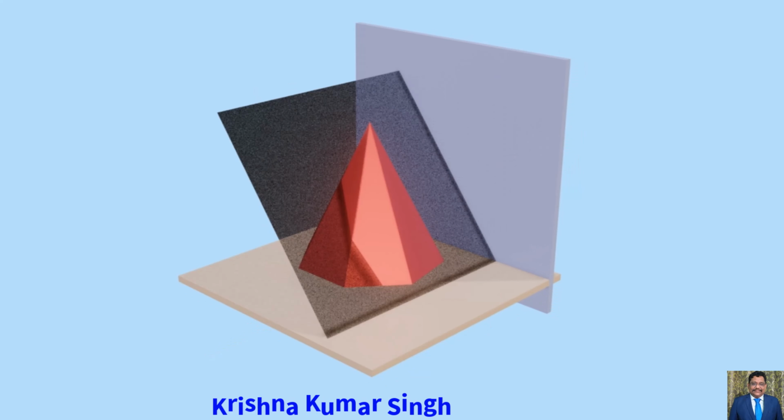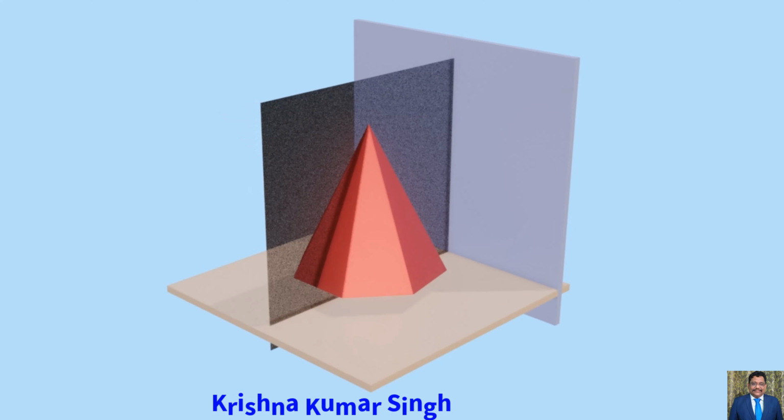Number 4. Section plane perpendicular to VP and inclined to HP. In this condition, the section plane cuts the solid positioned perpendicular to VP and inclined to HP. For this position of the section plane, the sectional view is projected on the top view.